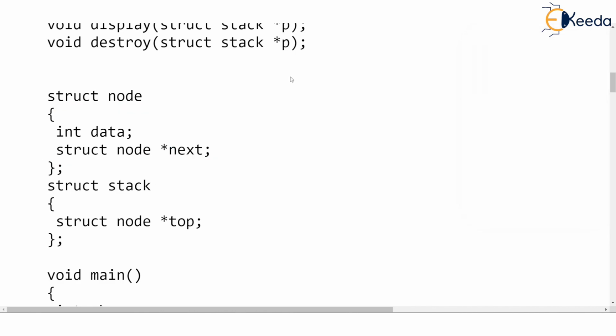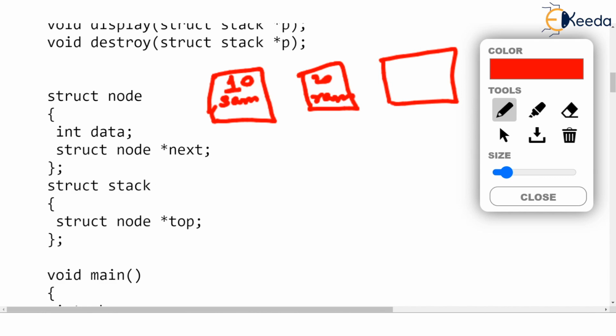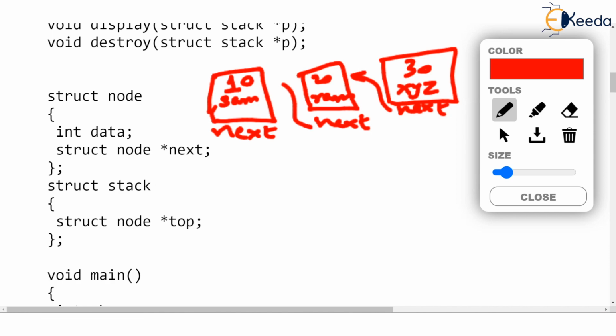Just revise this with me. Suppose you were asked to create a linked list which stores data about students. Every student has a roll number and a name, let's say XYZ, and every student has a next pointer, and these next pointers point to other nodes, and the last next pointer is null. So instead of storing only an integer value in every node, you were asked to store an integer and a string. As you see, roll number is an integer and name is a string.